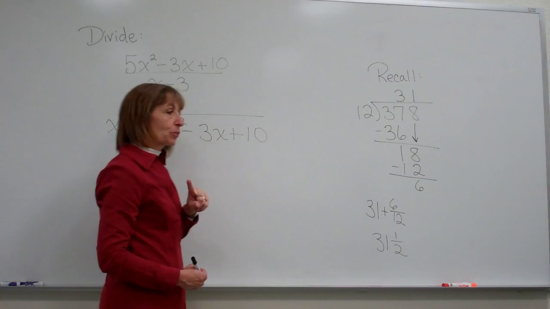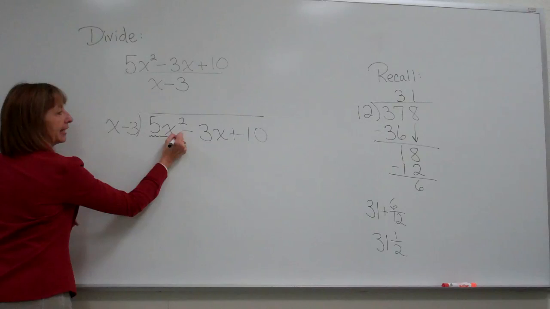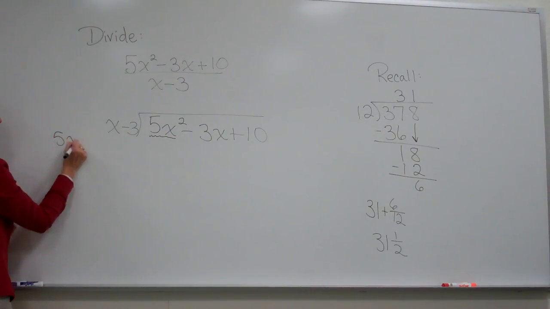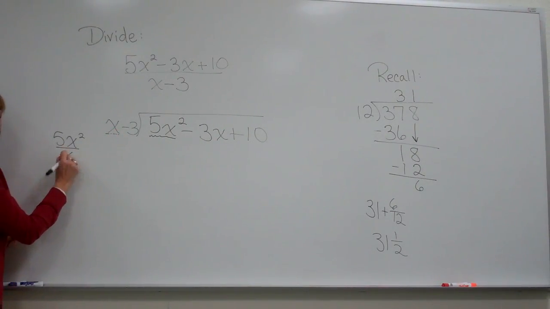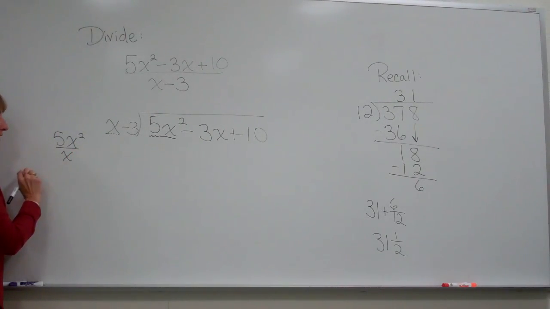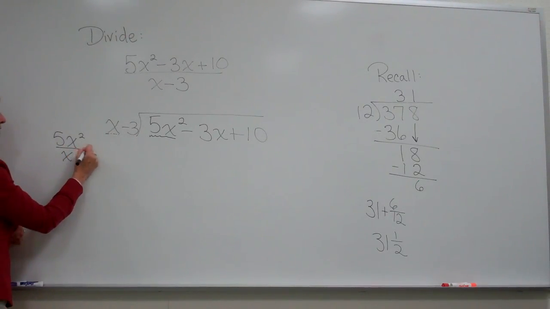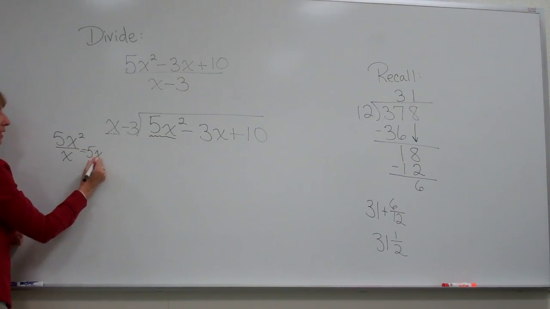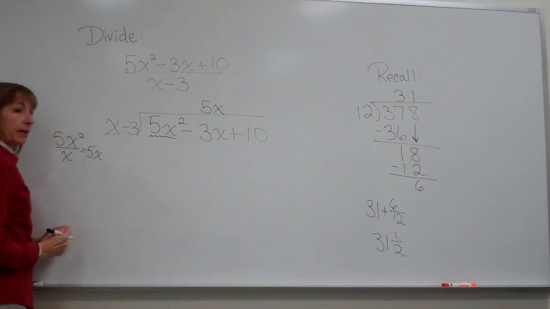Well, in polynomials, what you do is you look at just the first term of what you're dividing into, this 5x squared, divided by the first term of what you're dividing by, the x. And then just simplify this like you simplify from just your rules of exponents. So 5x squared over x, when I simplify it, is just 5x. So that's what I put as the first term of my quotient.